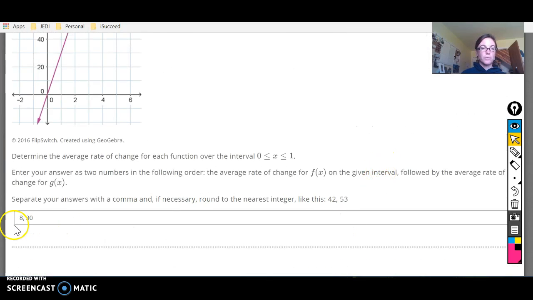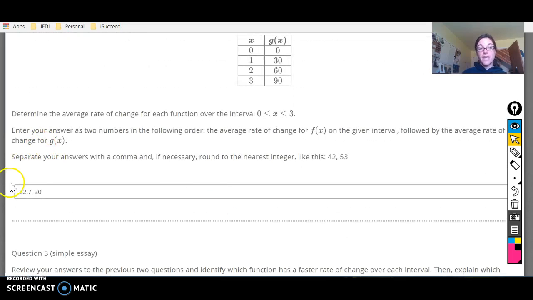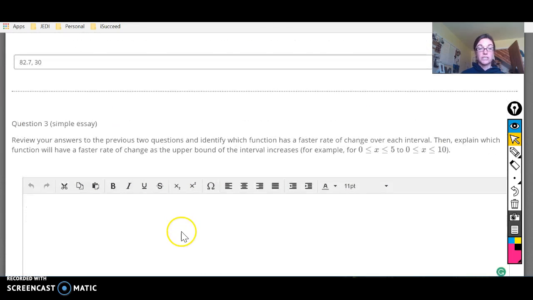So for the first one, our slope on our linear function was greater. So g of x had a much faster rate of change than f of x. But then as we got into day 3, our virus kind of took over and our exponential function took off, and f of x had a much faster rate of change than g of x.